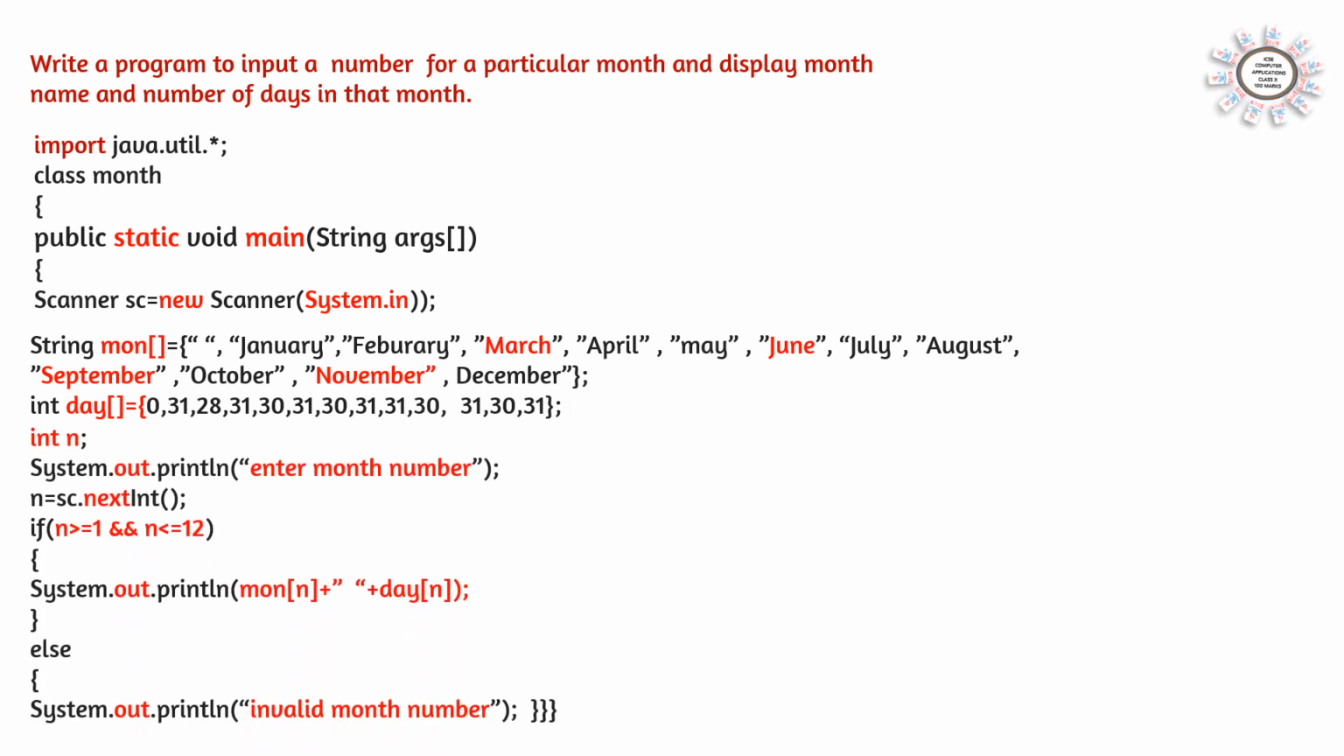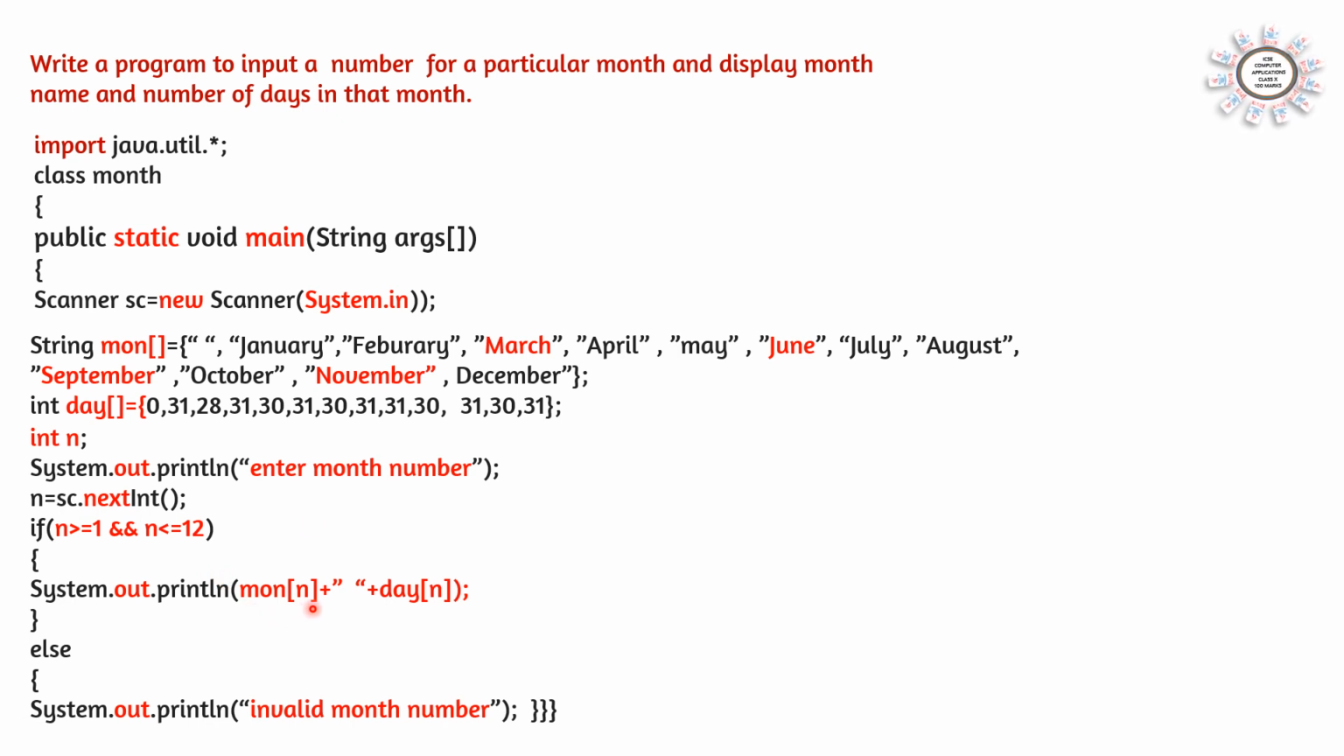Now we can input the number which has to be checked and accept it in the variable n. N is equal to sc dot nextInt, and first checking if n is greater than or equal to 1 and less than or equal to 12. That means if it is a valid month, 12 months are there, so it should be from 1 to 12. If it is not, here we will be printing invalid month number. If it is a valid month, print month of n.